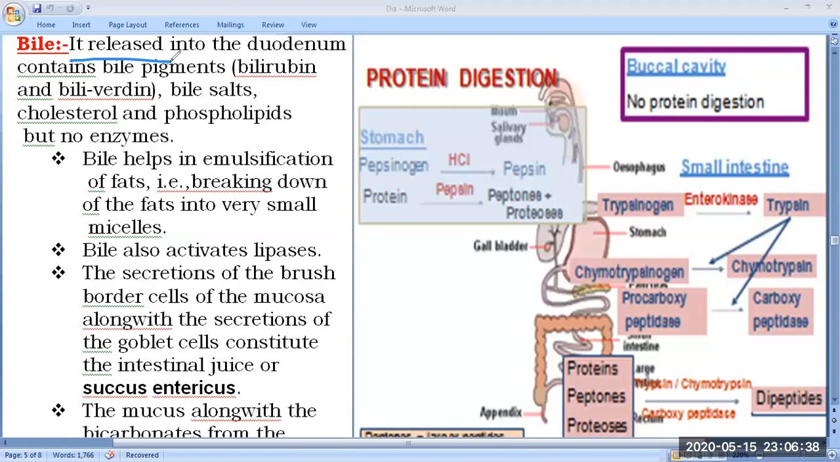We know very well the hepatopancreatic duct, because the hepatic ducts carry this bile juice and open into the duodenum, and the pancreas also brings the juice and opens into the U-shaped duodenum. Clear? So if you read this statement, it is released into the duodenum, and it contains bile pigments. So this bile juice has the bile pigments, and these bile pigments are bilirubin and biliverdin.